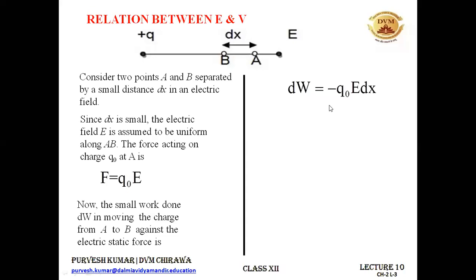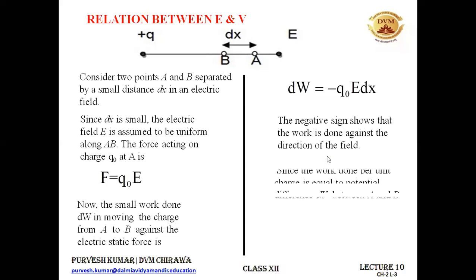And in place of F, I have written Q naught E. So this is the negative sign. It shows that work is done against the direction of the electric field. We know this. We are taking this charge against the repulsive force of the electric field.